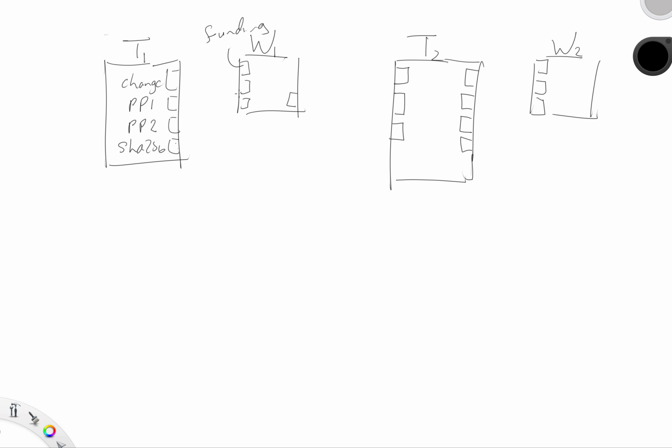okay, and then this here will spend from there. This here will spend from there. So I'm just going to say that this is the P1 spend, and this is the P2 spend, and we'll come back to this. And then this is the funding input. This is just how we fund the transaction, and then this guy here spends from there, and this guy over here spends from here.